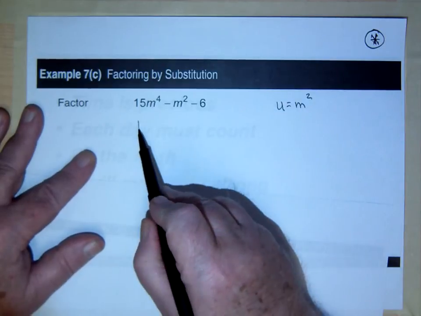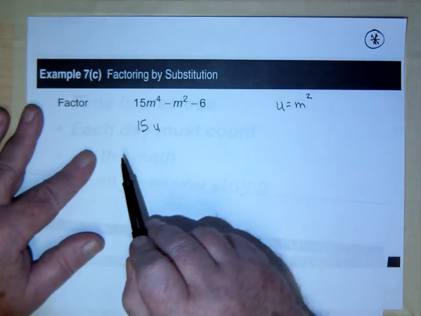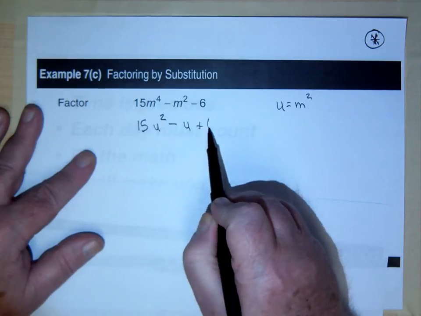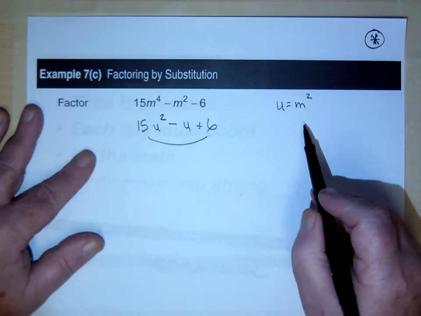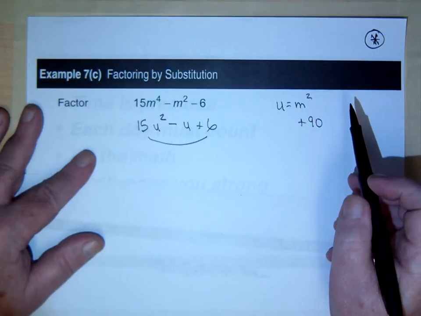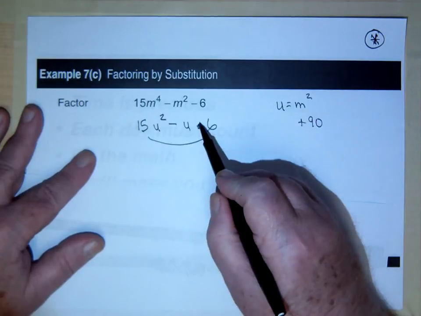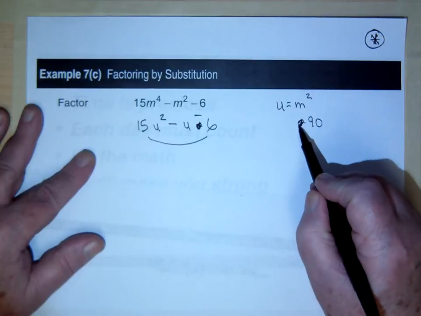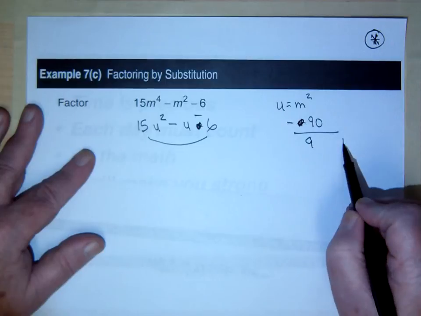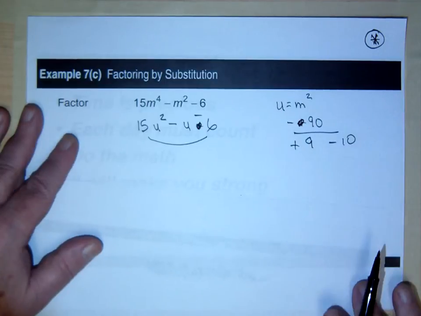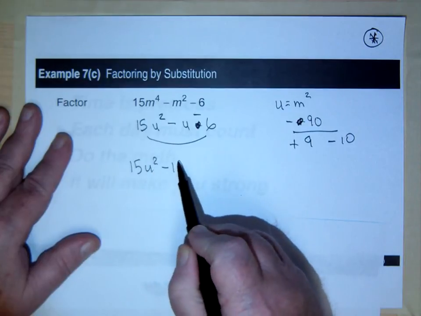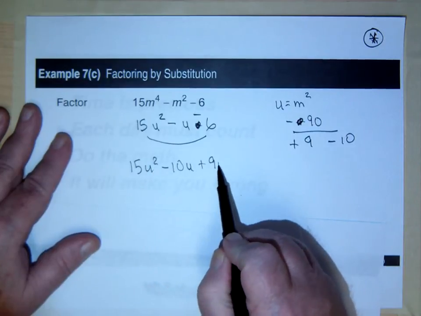So this is the same thing as 15u squared minus u plus 6. Now that times that is going to be plus 90. Let's see. That was a minus 6, so it's going to be a minus 90. Thank you. And that is going to be 9 and 10. That is negative. That is positive. So this is going to be 15u squared minus 10u plus 9u minus 6.